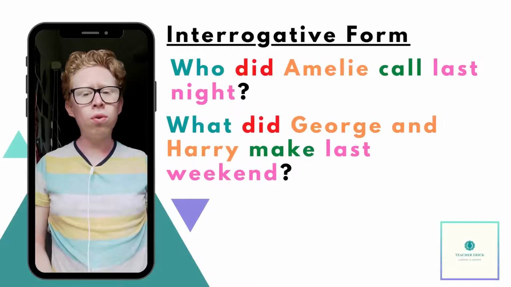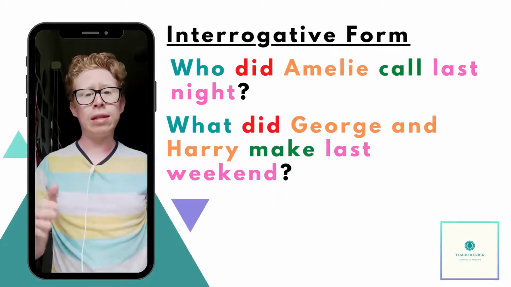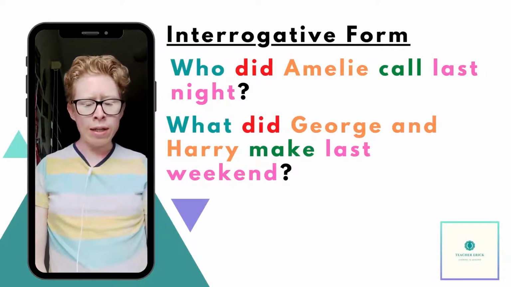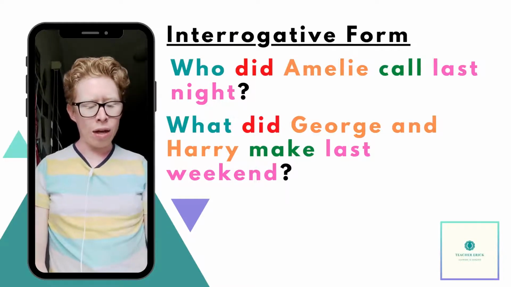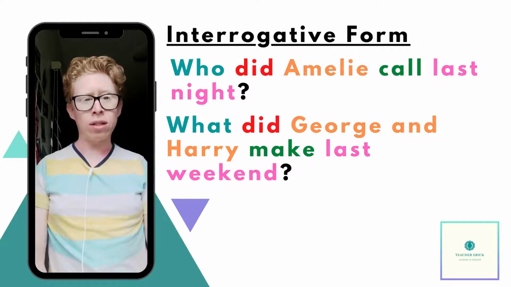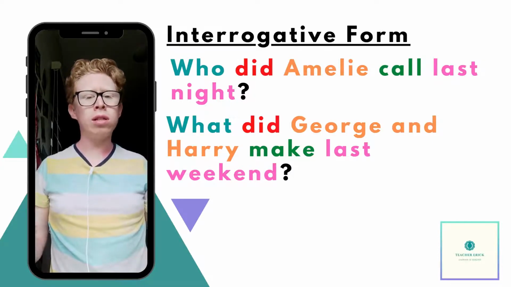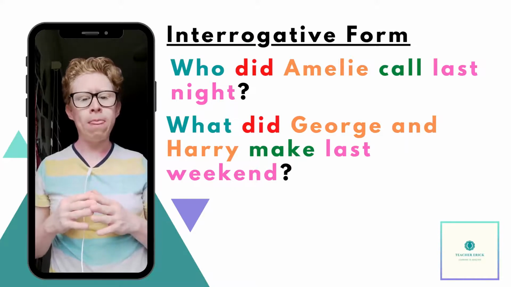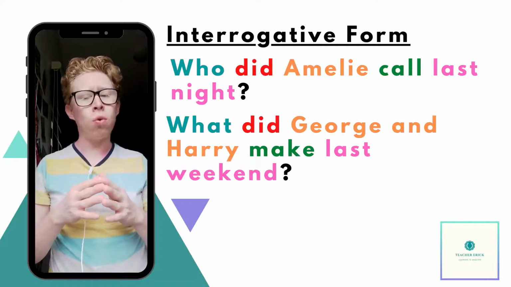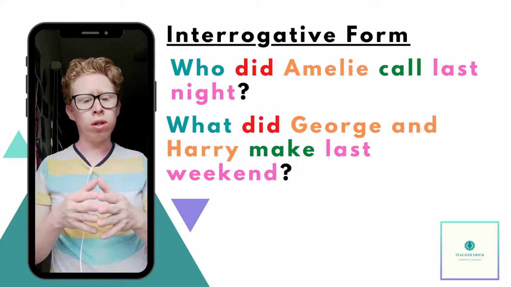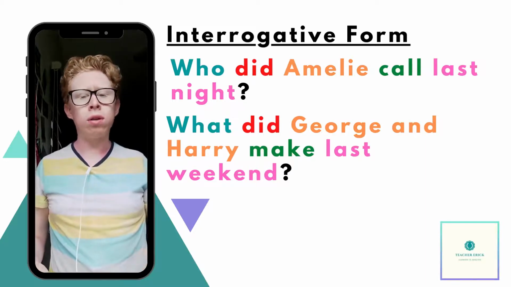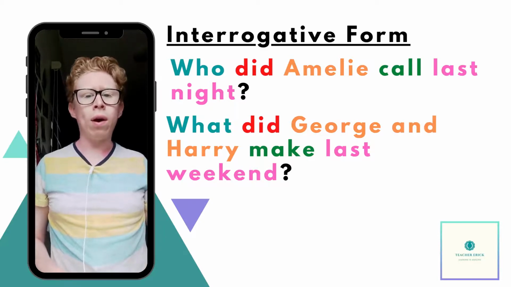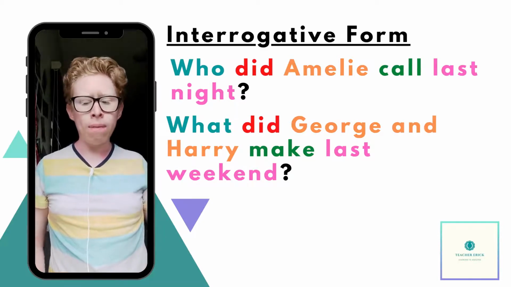So now let's move on to the information questions in the simple past. Let's read what they say. Who did Amelie call last night, and what did George and Harry make last weekend? If you notice, these information questions are similar to the yes/no questions, but these ones have question words. They have who and what. We can use any others like when, where, how, etc.